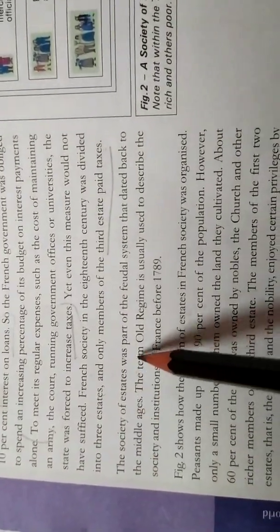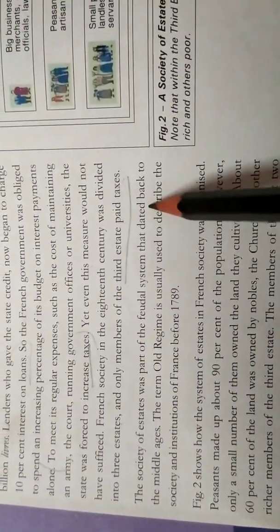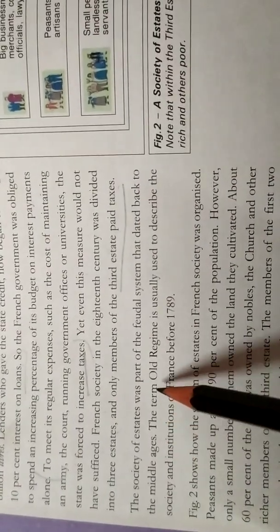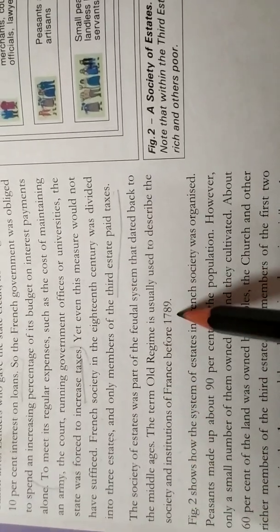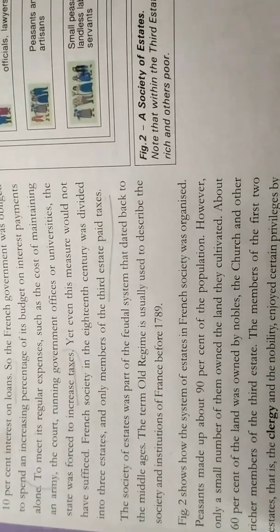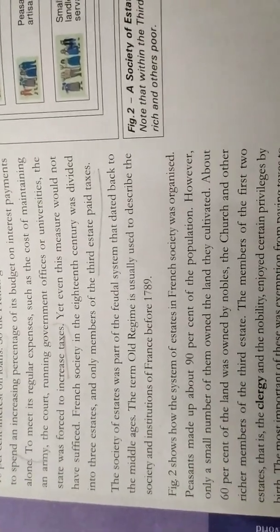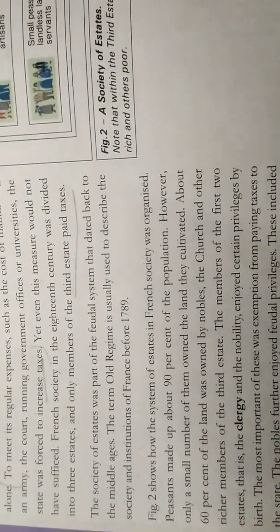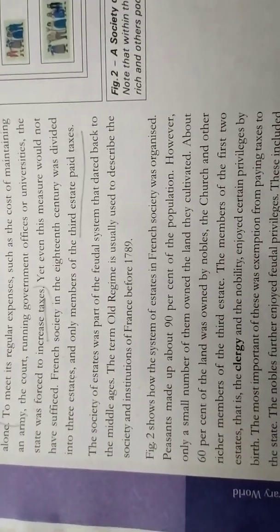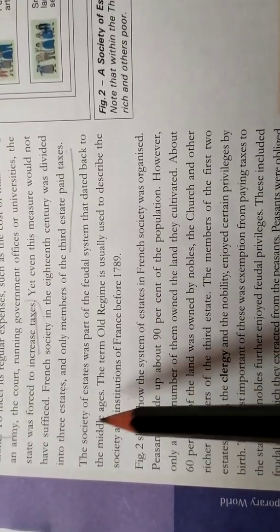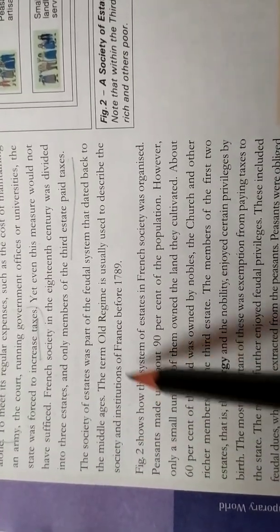The society of each estate was part of the feudal system that dated back to the Middle Ages. The term old regime is usually used to describe the society and institutions of France before 1789. In India we usually call this the zamindari system. The zamindar gives land to landless laborers, who cultivate that land and have to pay certain revenues or taxes to the zamindar, and the zamindar gives some portion of the taxes to the king in that area.